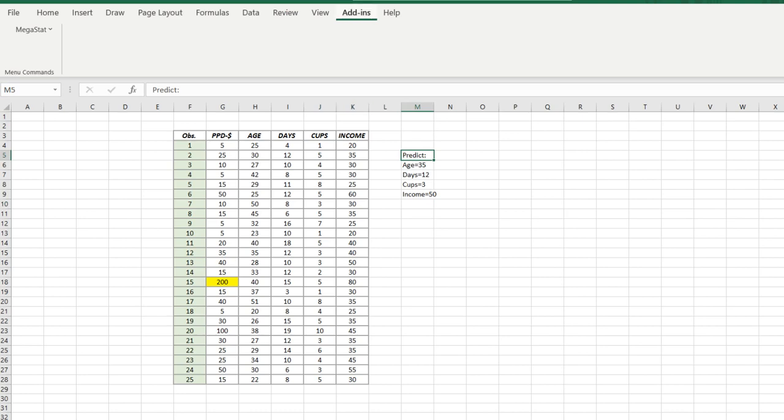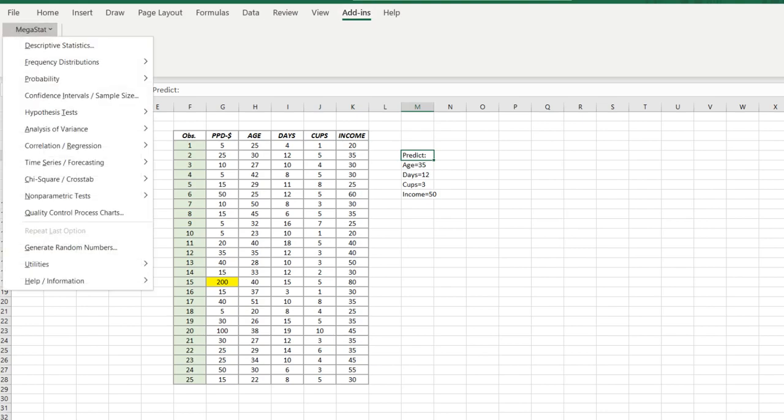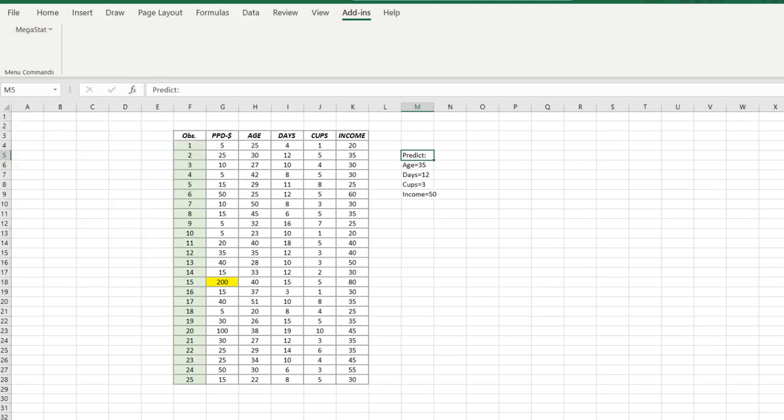You click on add-ins, Megastat, and we're going to go down to correlation and regression. You don't want to do scatter plots. Scatter plots are for a dependent and one independent variable. We have multiple. If you want, you can do pairwise. You can look at the dependent variable and each of the individual independent variables if that's what you want. I'm not going to run that. Let's take a look at the correlation matrix. Let's do that because I haven't done that.